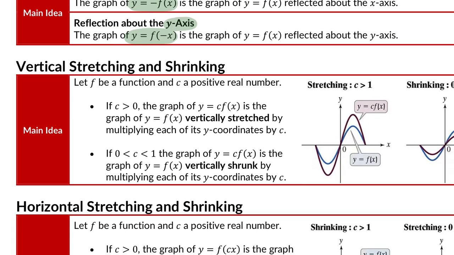Then we have our vertical stretches and shrinking, and the way that this sounds is exactly what it is. You're going to take the graph and hold the top and bottom of it. That's vertical. And you're going to either stretch it or shrink it, which means you're going to make it either wider or narrower. For both of these, the formula is exactly the same. Where is that number that I'm multiplying by? Is it inside or outside? The c value, is it inside the function or outside? Outside. So vertical is outside.